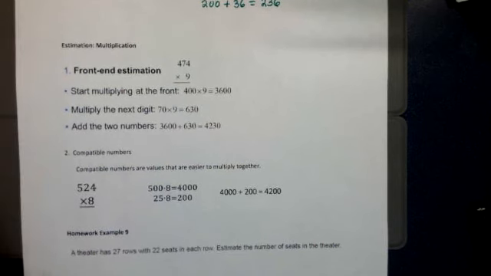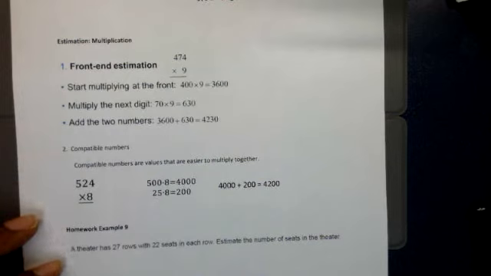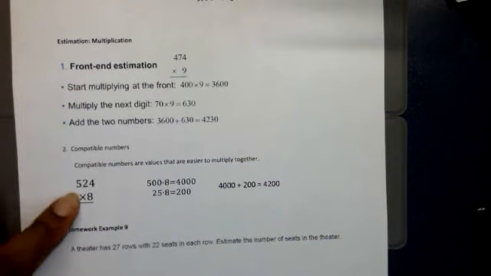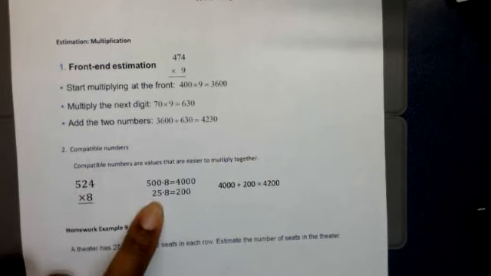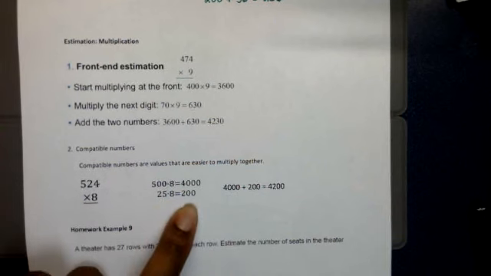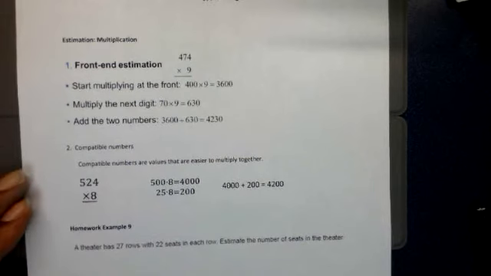And then the second method is the use of compatible numbers. Compatible numbers are values that are easier to multiply together, like 524 times 8. That 5, of course, is in the hundreds place, so 500 times 8 would be 4,000. Now, a compatible number, let's look at this 24. 24 is 1 less than 25, so let's use 25. Multiply 25 times 8, that would give you 200. And then add these together. 4,000 plus 200 would be 4,200.